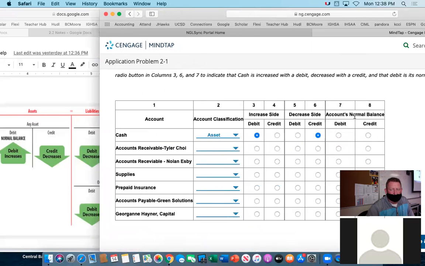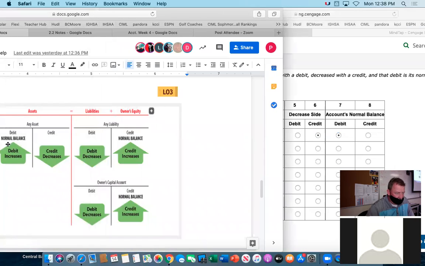And then over here it says accounts normal balance. Well, the balance that's normal is the same as the increase side. And it says it right here: increase normal, increase normal, increase normal, right? So that's all you're doing.